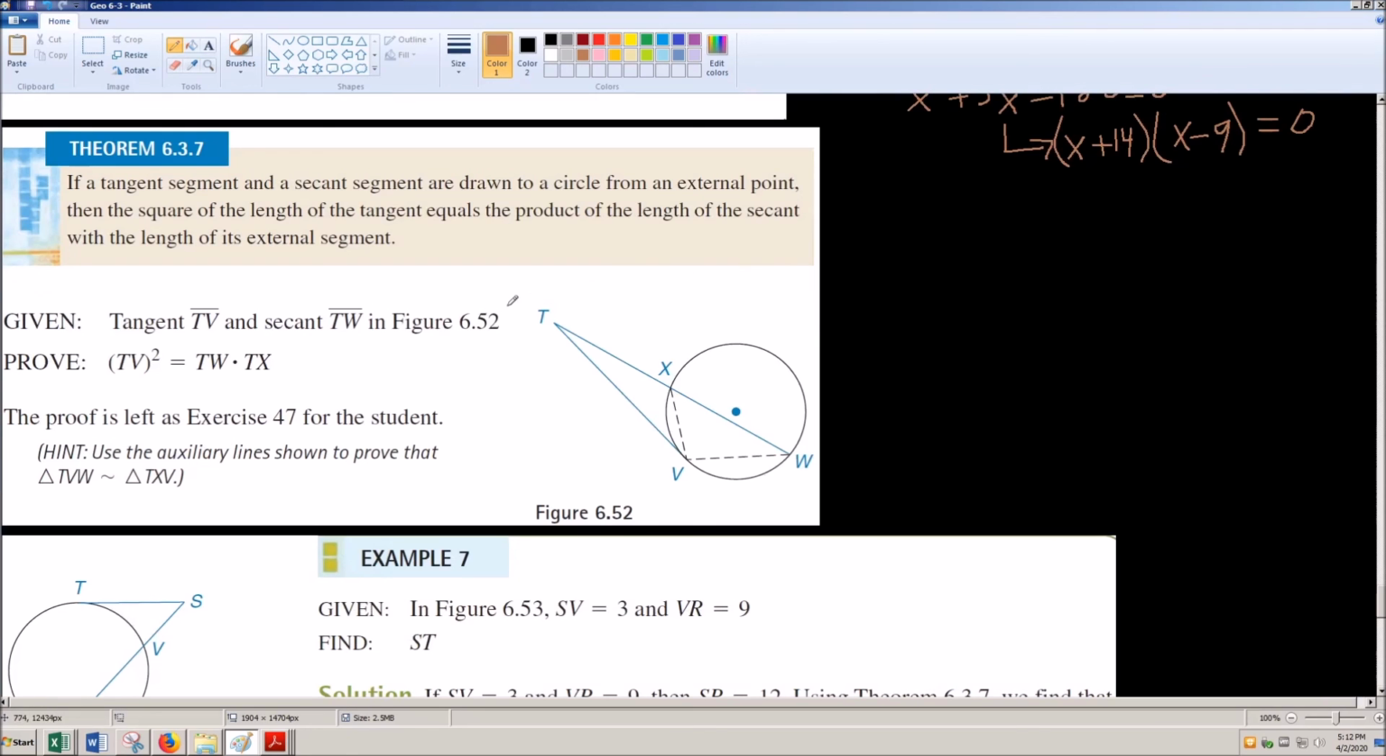Here we get the idea of, okay, well, what if one of these things is secant and one of them is tangent? So we're basically setting up a triangle here. Just keep in mind, we know some stuff, so I won't give the whole thing away, but I will try and set you up for success. If a tangent segment and a secant segment are drawn from a circle to an external point, the square of the length of the tangent equals the product of the length of the secant with this external segment. So what that means is this thing here, TV squared, is equal to this chunk TX times the big chunk.